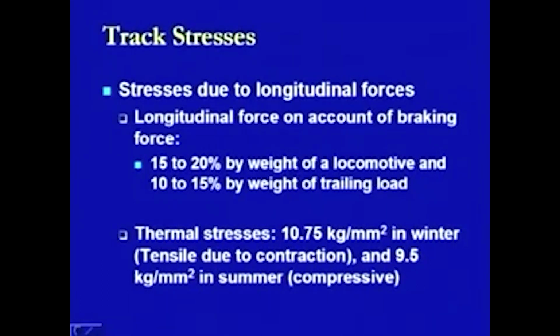In the case of winter, it is tensile due to contraction, and the value is given as 10.75 kg per mm square, whereas in the case of summer, it is compressive in nature and the value is defined as 9.5 kg per mm square. So, in the case of the longitudinal forces, the values range from 40% of the weight of the locomotives in the case of the tractive effort, 10 to 15, 15 to 20% in the case of the longitudinal forces, and then there is a certain fixed amount of thermal stresses which are induced.